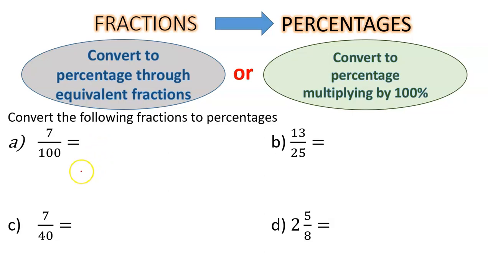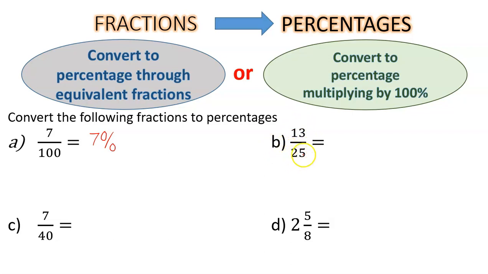Question A is really easy because we know that it's 7 over 100. This is the easiest type of fraction to convert into a percentage because that's 7 out of 100. So straight away, my answer is 7%. Really easy. This one here is a little bit more involved. Not too hard, but I've got 13 over 25. So I want to change this, or I want to actually convert this into a percentage.